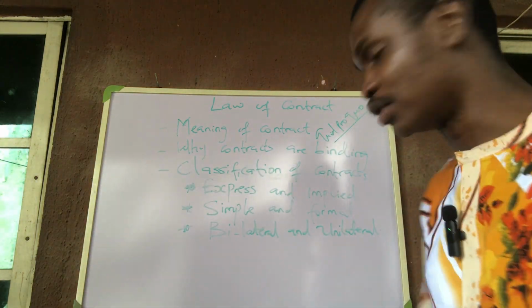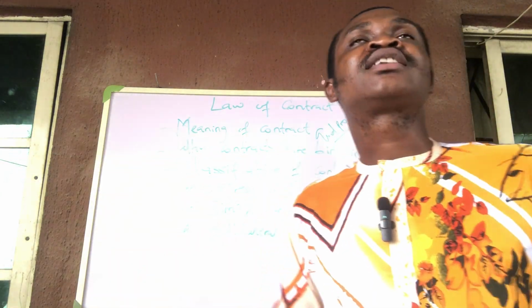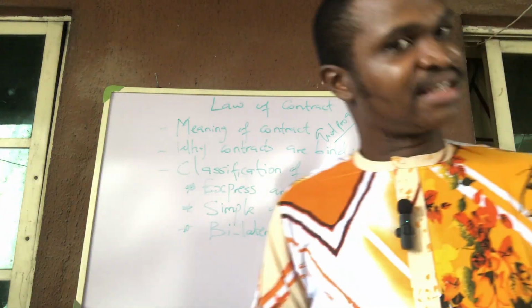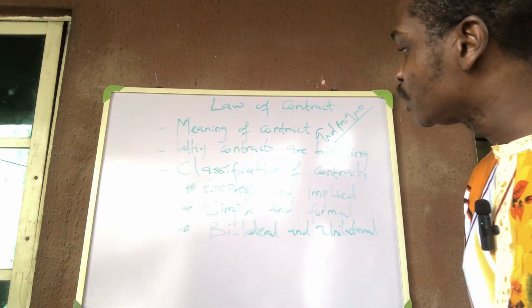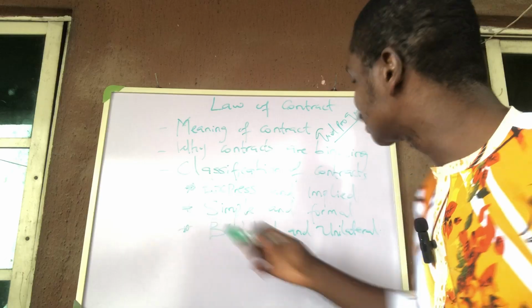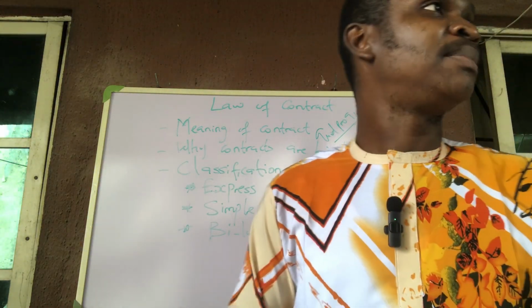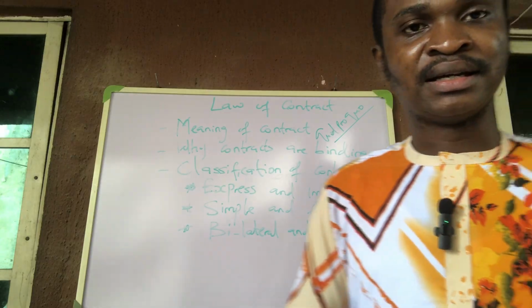So we look at classification of contracts. Contracts can be classified anyhow you like, but we will look at contract classification based on these headings: the express and the implied contract, the simple and the formal contract, and the bilateral and unilateral contract.